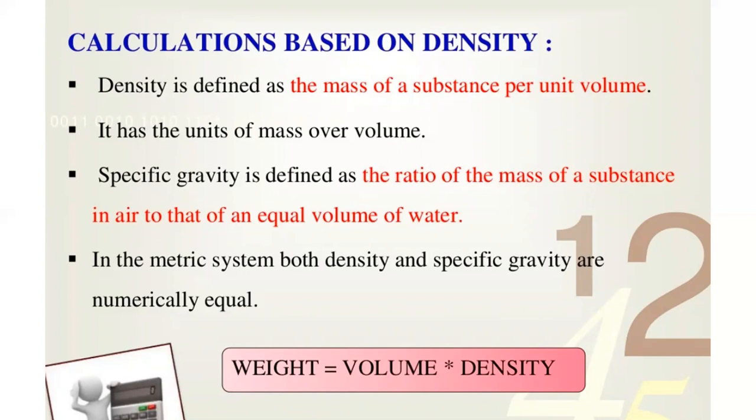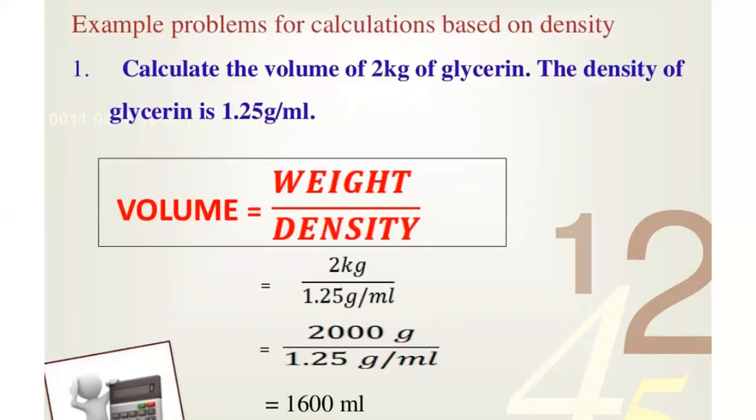Here the weight is equal to volume times density. How is weight measured? Weight is equal to volume into density. For example, see the calculation here. Calculate the volume of 2 kg of glycerin. The density of glycerin is 1.25 gram per ml. So what do we have to calculate here? We have to calculate the volume of glycerin. The volume of glycerin is calculated with the formula volume is equal to weight by density. What is the weight here? What is the weight we have to calculate?